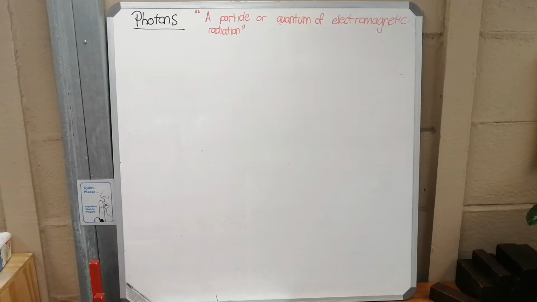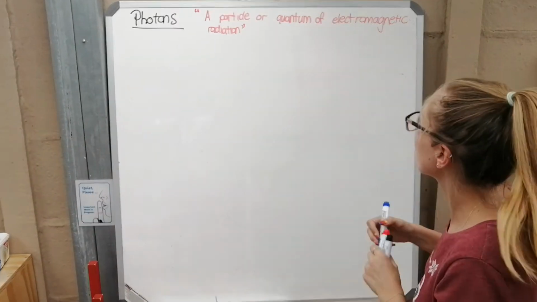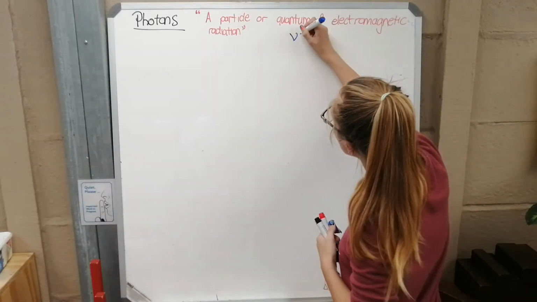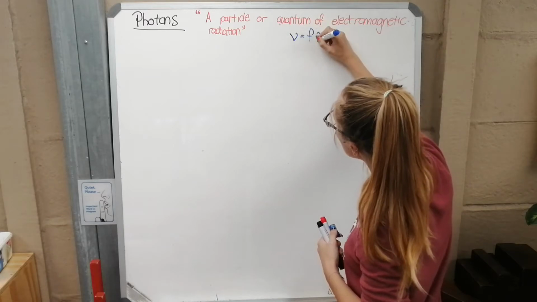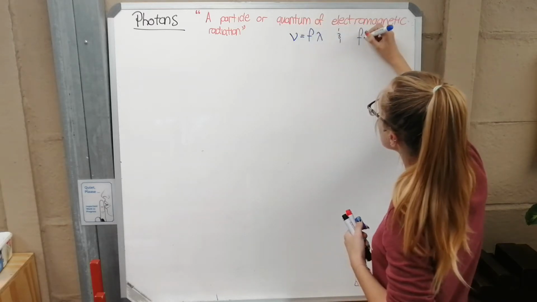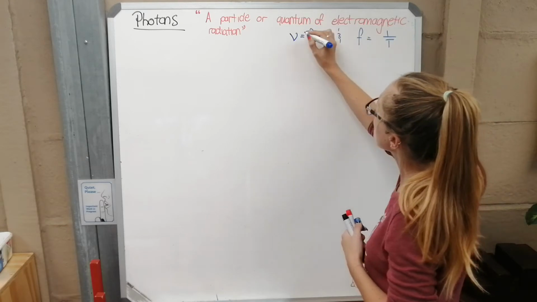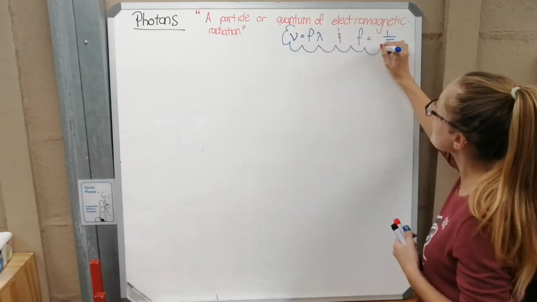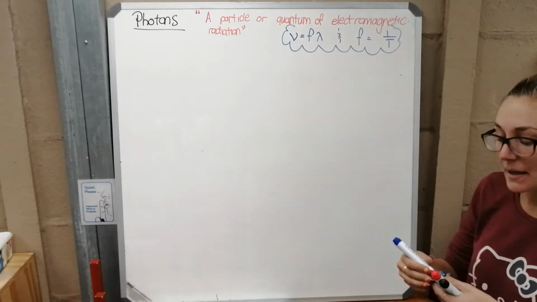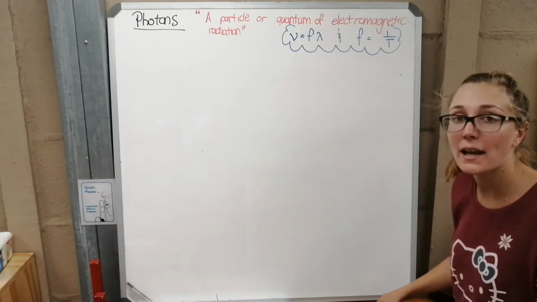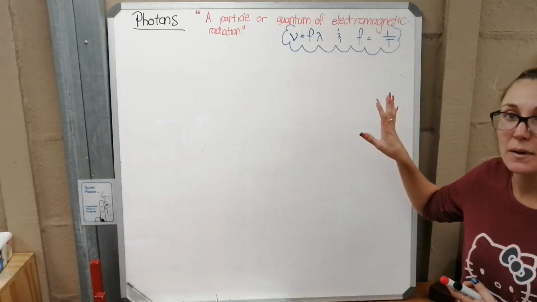As soon as we deal with waves, I don't want you to forget these two formulae. We can still use wave speed equals f lambda and frequency is equal to 1 over period. Okay, please don't forget these. These are still applicable in this section. But in this section, we now have two new formulae that only apply to electromagnetic radiation.